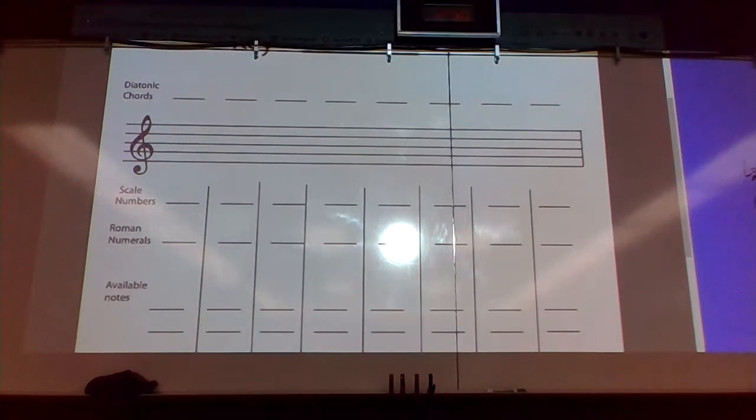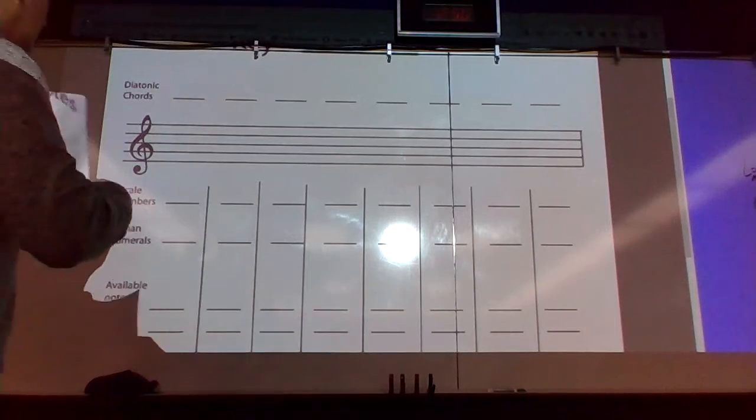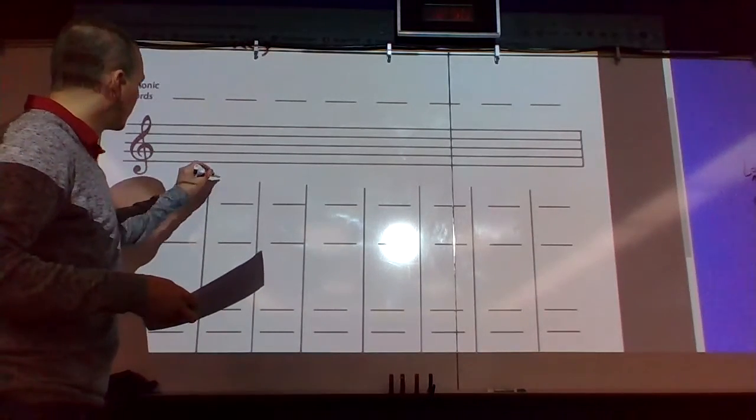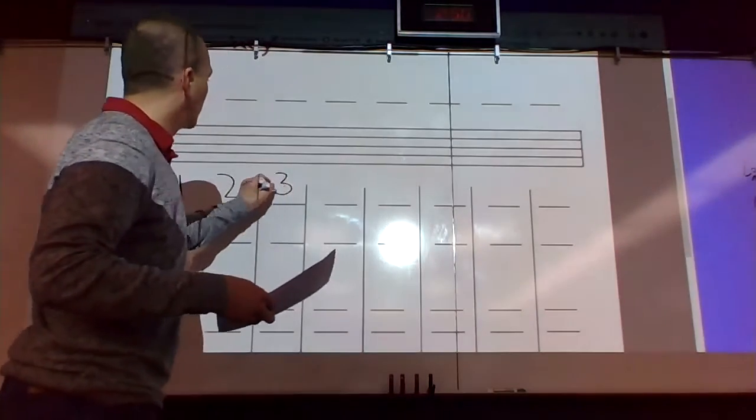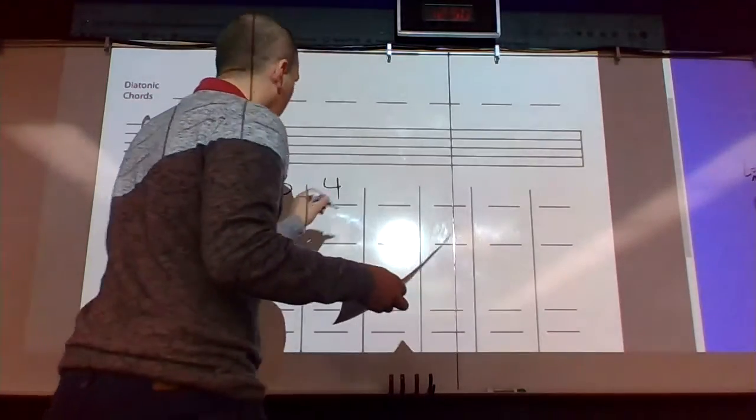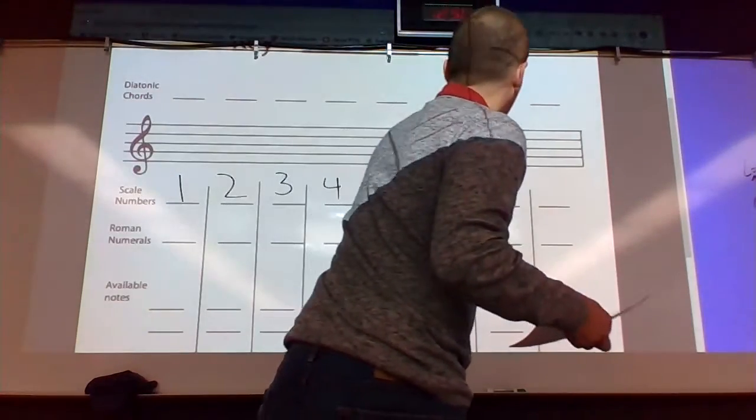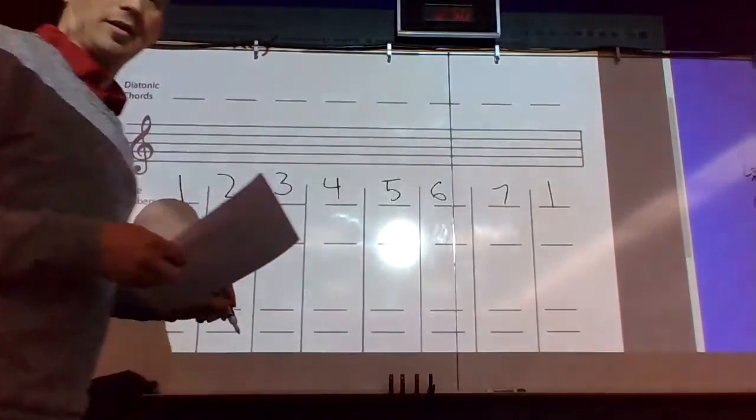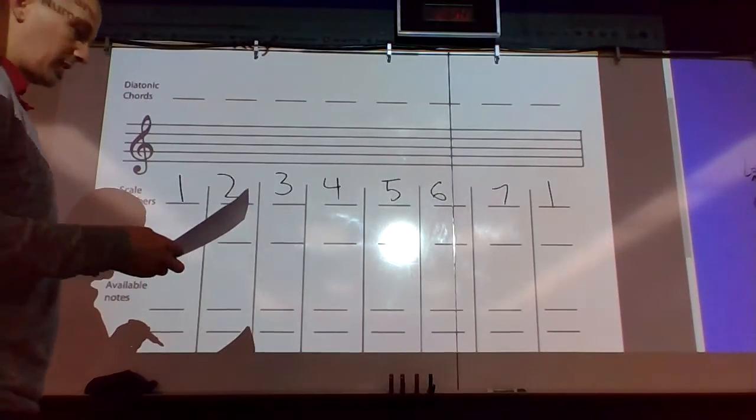So I want you to have in front of you this key sheet that you see here on the board. I have projected on the board that key sheet that you can print out. That's your assignment for this week. At the top of that, you're going to write C. You're going to do the key sheet for the key of C major. Then the next step is to write the scale numbers in. You know how to do that, using what are actually Arabic numerals. And there are the scale numbers, 1, 2, 3, 4, 5, 6, 7, 1.